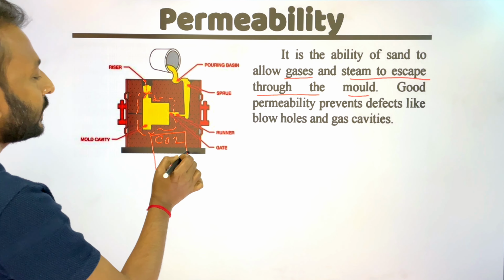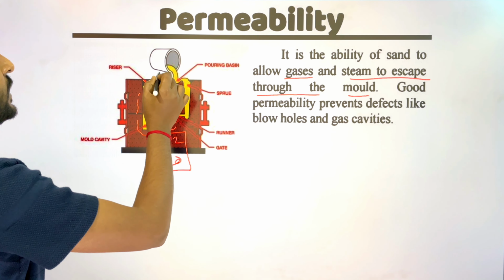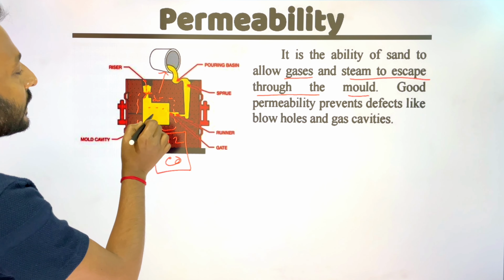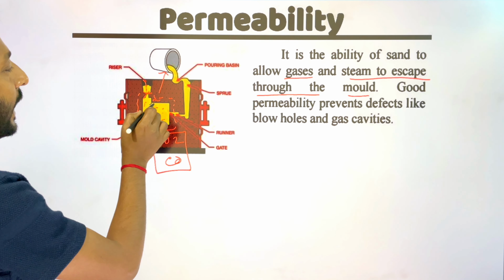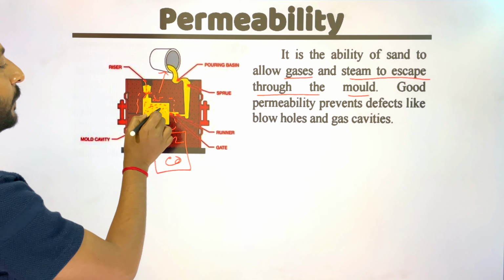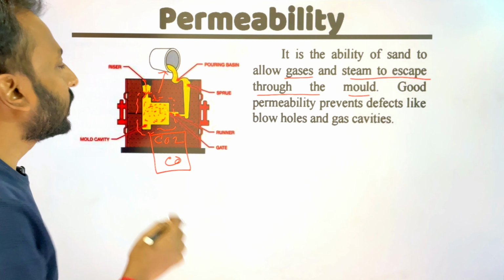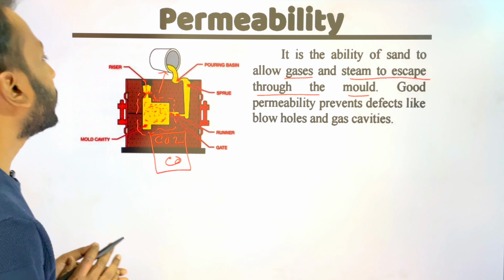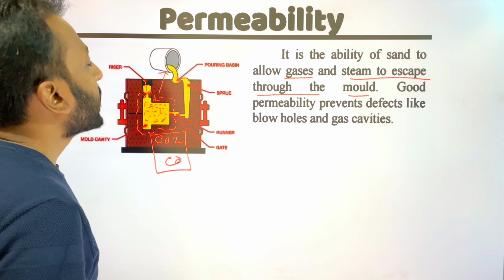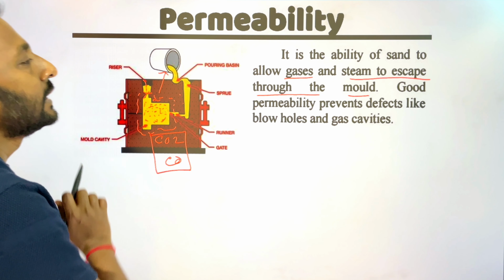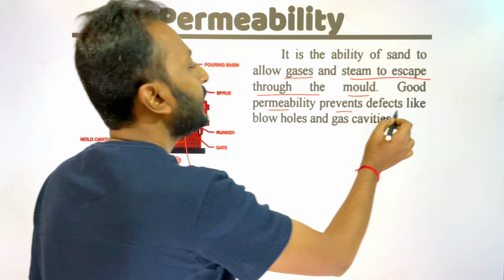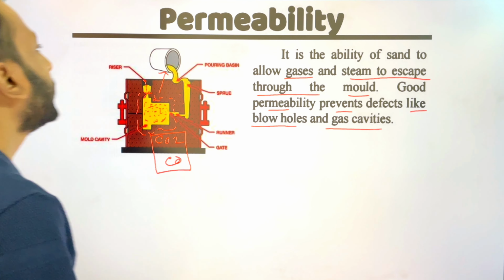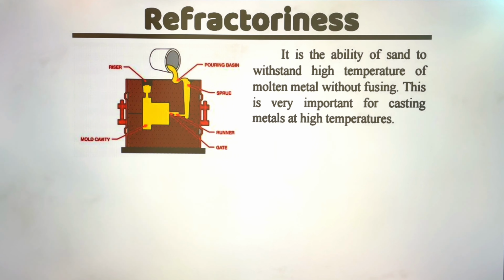If the gases don't pass out from the molding box, they will be trapped inside the casting product and create hollow spaces inside it, and the product will lose its original strength. That's why permeability must be present in the molding sand. Good permeability prevents defects like blowholes and gas cavities. So this is the permeability the molding sand should have.